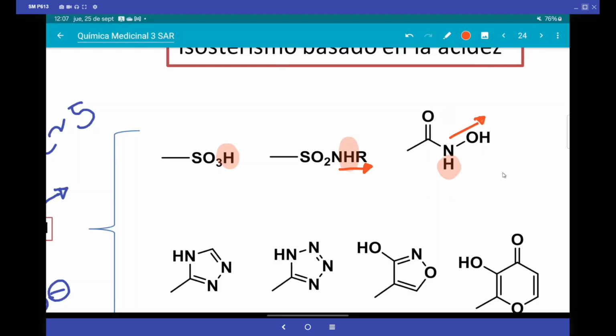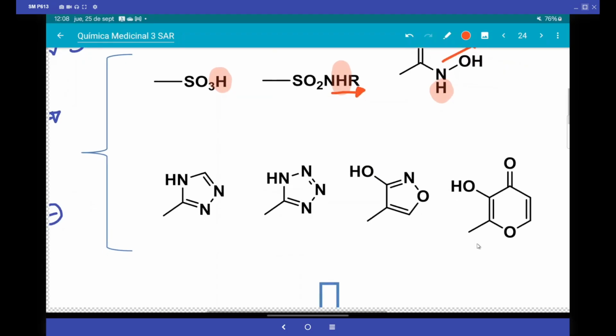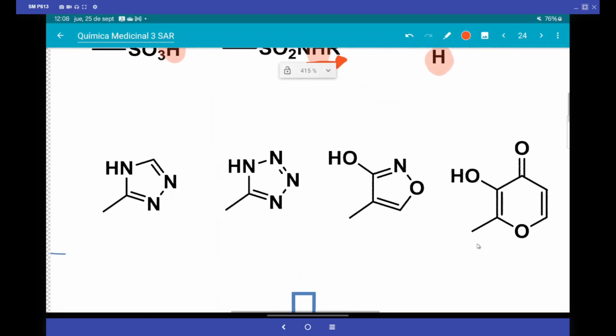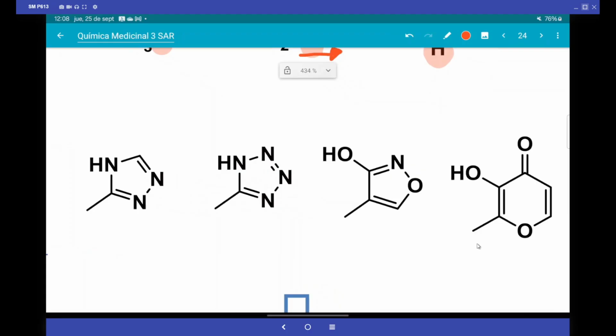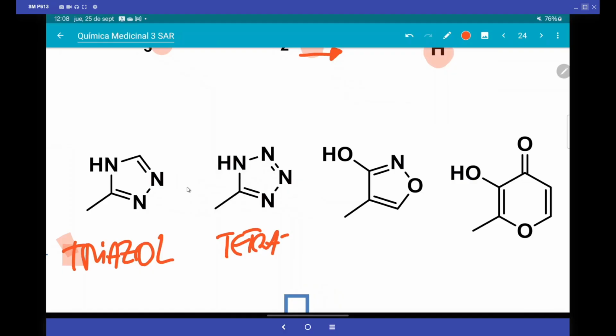They do not protonate, and down here are the most exotic cases of isosterism that you will find. Be very careful, because when one sees a ring, one does tend to think that a ring is going to ionize. We have triazole. This is triazole. Therefore, how is the one that follows called? Tetrazole, perfect. This is a hydroxy because it has an OH group, and isoxazole, as it is called, the ring of five with a single oxygen.